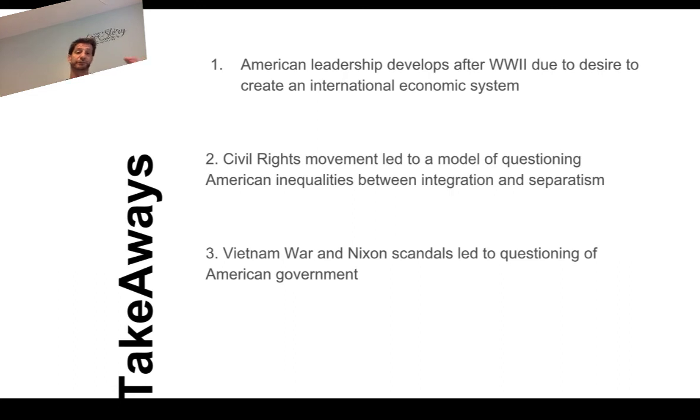So what kind of takeaways can we take? Because there's a ton of stuff going on during this period, right? First off, American leadership really develops after World War II due to this desire to create an international economic system. So the IMF, the World Bank, the United Nations, that desire to create that during the Cold War. Second thing, the civil rights movement and its questioning really led to a major questioning in the 1960s of that consensus period. And third, the Vietnam War and the Nixon scandals led to a questioning of American government as a whole. And we're still under the shadow of that as we are dealing with new ways of looking at how we can run our economy and our government.